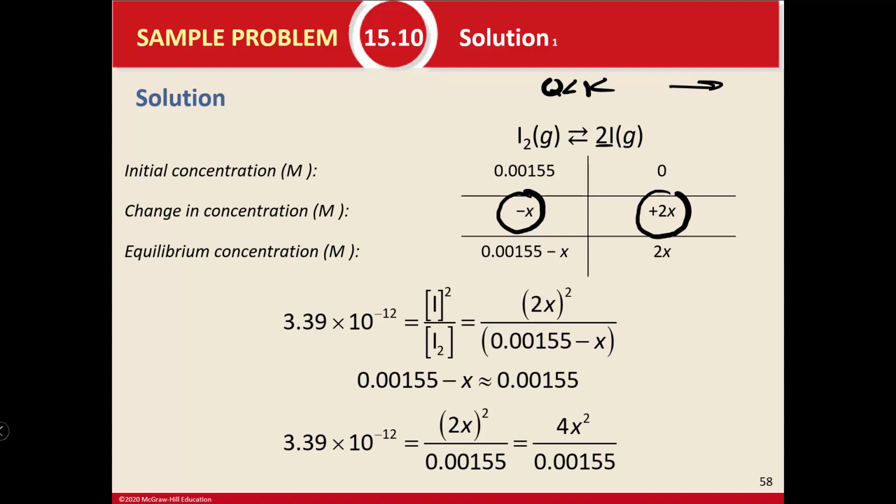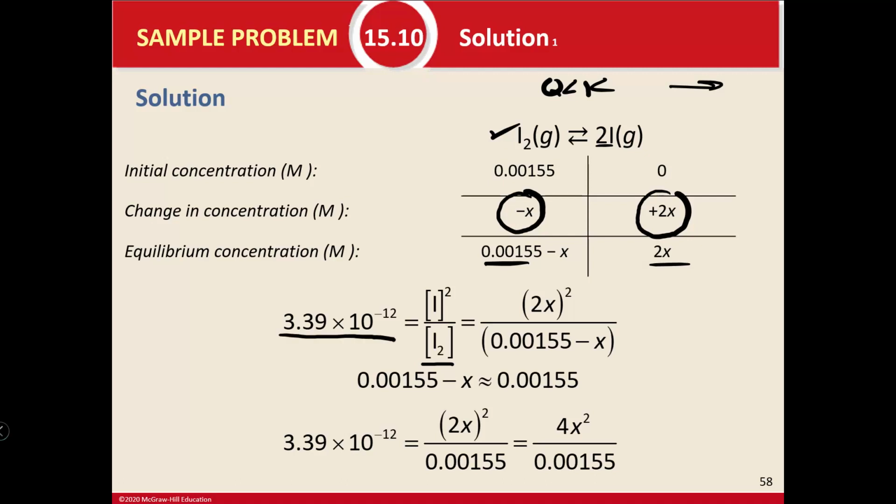That's why you got to have a balanced chemical equation. Here's my equilibrium concentrations of both the reactant and the product. I plug those into the expression. They've already done that for us here. Here is the equilibrium constant. And this is what I have over here.